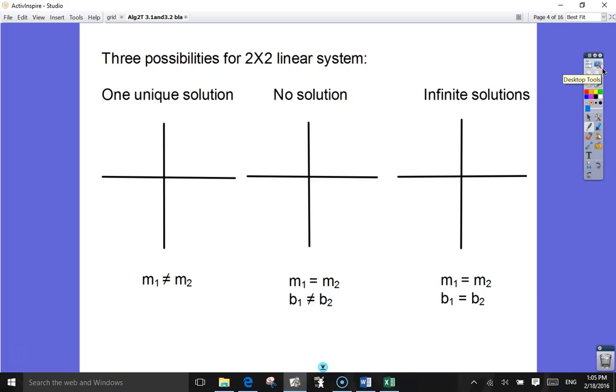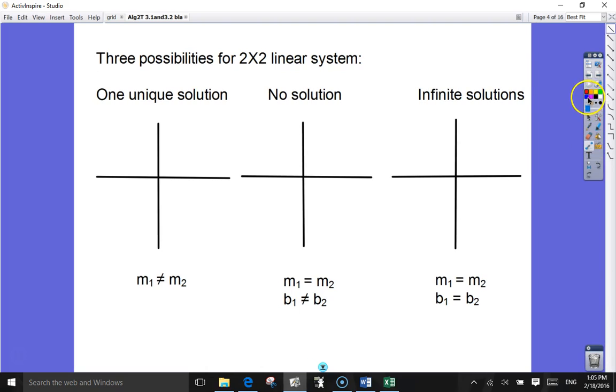So there's three possibilities for a 2 by 2. This stuff you've seen before, it's what you copied in the notes, right? So one possibility is that two lines intersect at a point. So the solution would be whatever the coordinates of that point are right there. If two lines are going to intersect, it's got to be because their slopes aren't equal. Anytime slopes are not equal, these lines are going to intersect at one point.